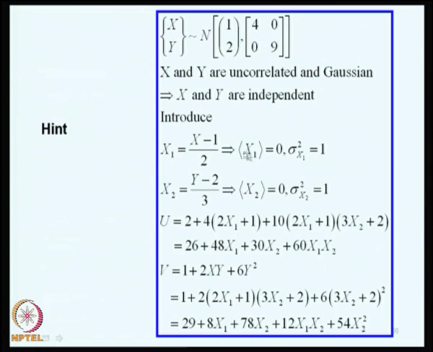So consequently we get expected value of x1 is 0 and variance of x1 is unity. Then we recast u and v in terms of x1 and x2. For x I will write 2x1 plus 1, and for y I will write 3x2 plus 2, and simplify these expressions. I will get u and v in terms of x1 and x2, which are easy to manipulate. Mean is 0, standard deviation is 1, and they are independent.